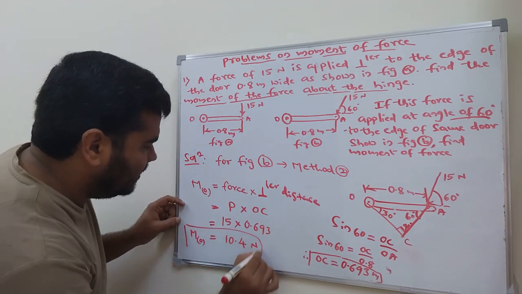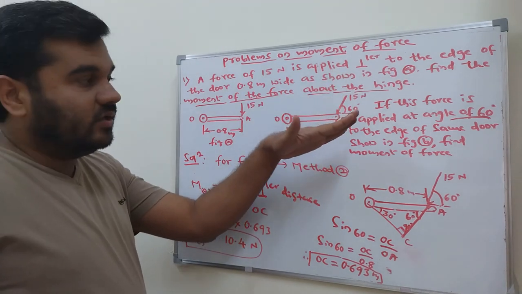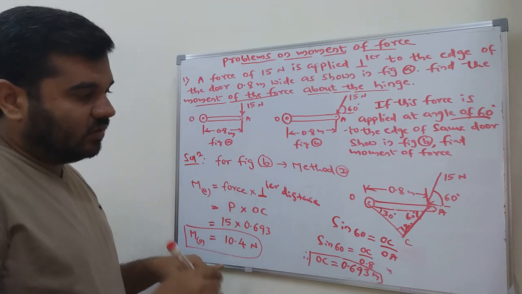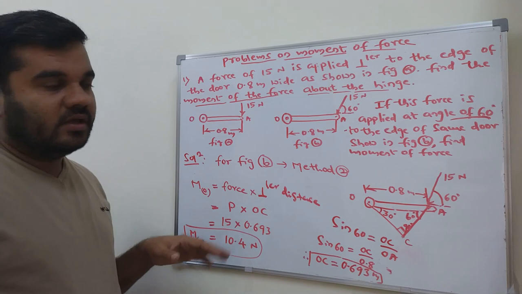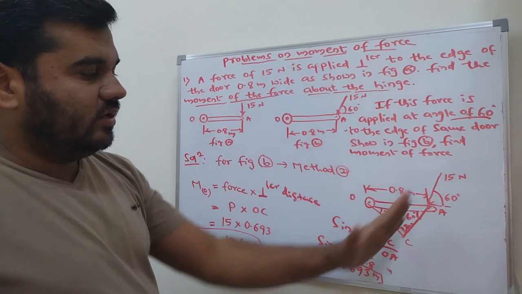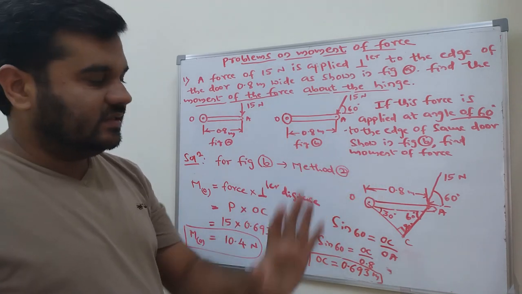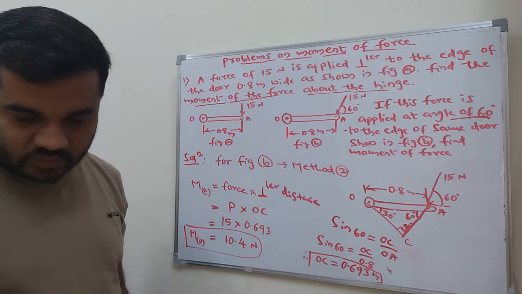Okay. Whatever you got in the previous method by resolving the horizontal and vertical components, at that time you got 10.4, right? But now also you got 10.4 Newton. So you can use any one method. Either resolving, or you can apply the angles and find the perpendicular distance. Then you can calculate here. Okay, this is how the second problem is solved.